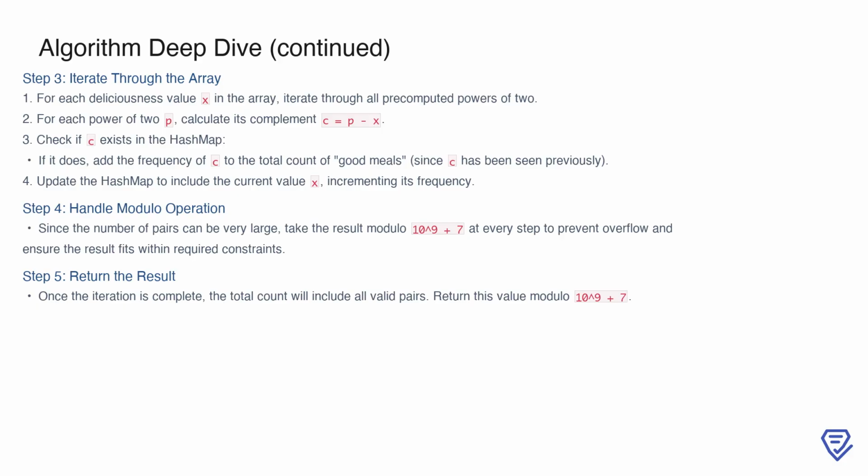Once the checks for x are complete, we update the hash map by incrementing the frequency of x to include it for future iterations. This ensures that each value is considered as a potential complement for subsequent elements.